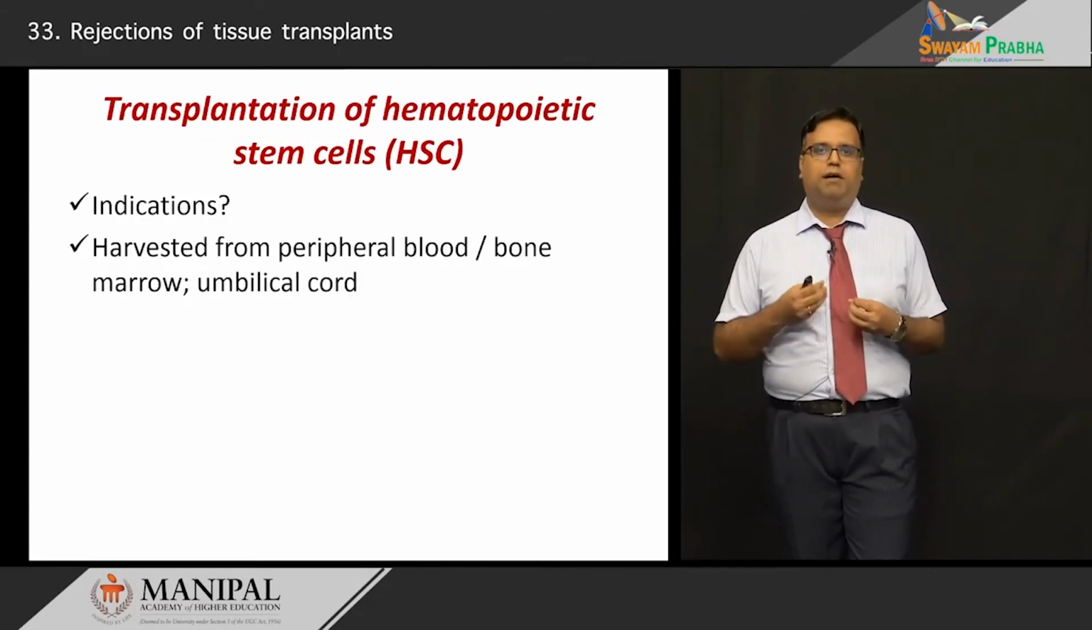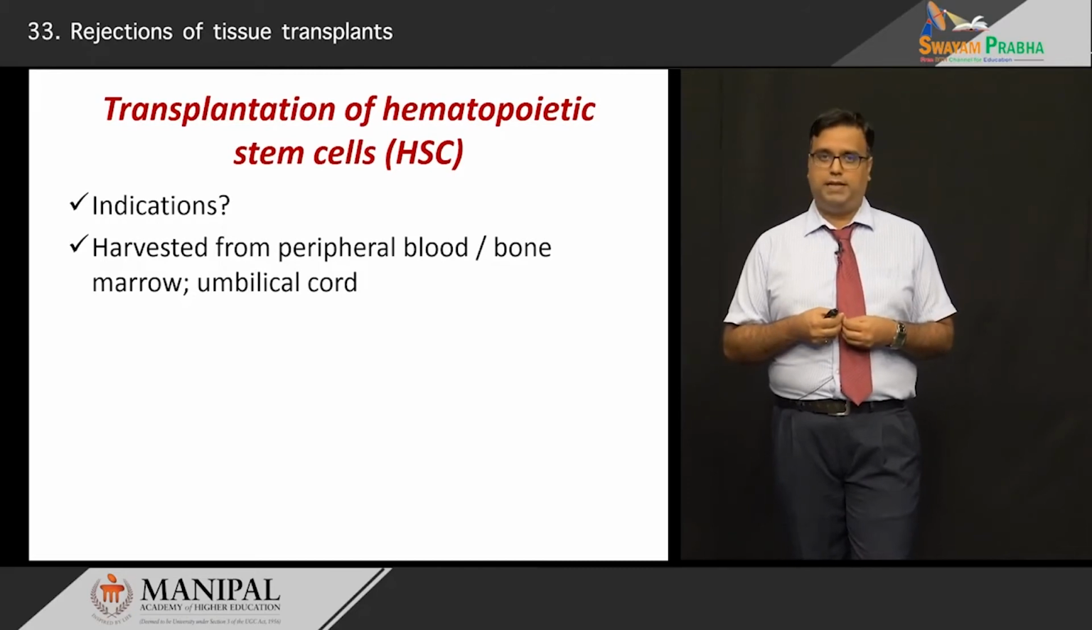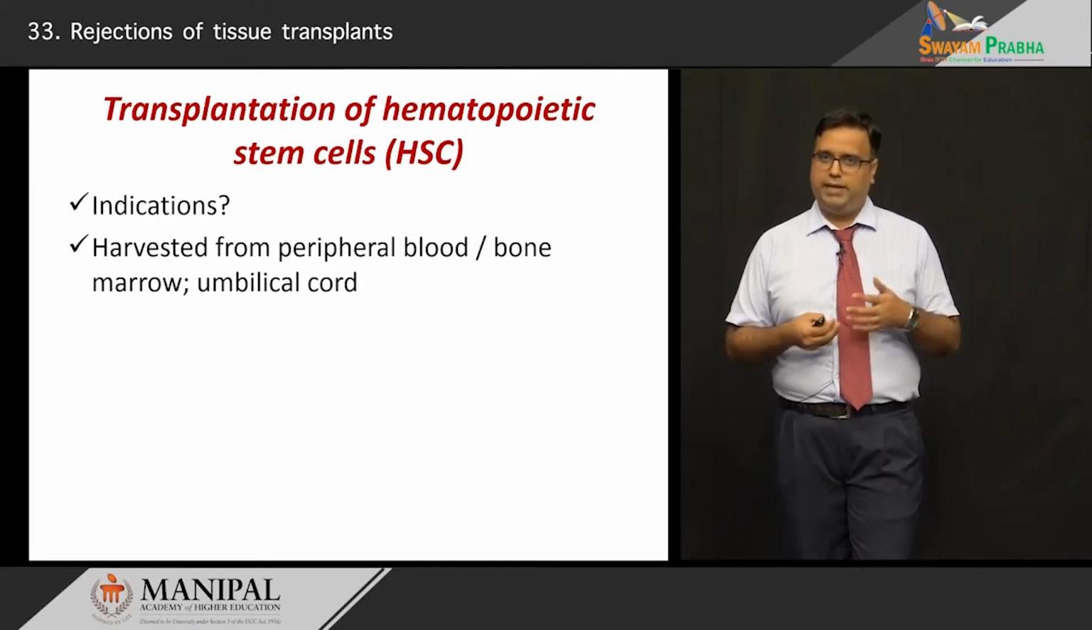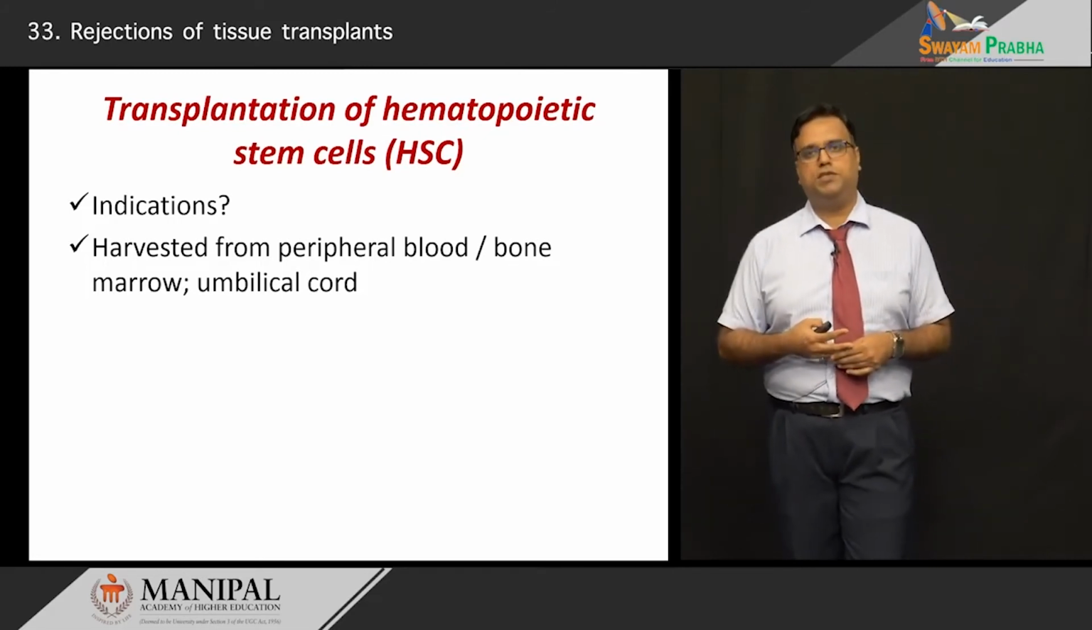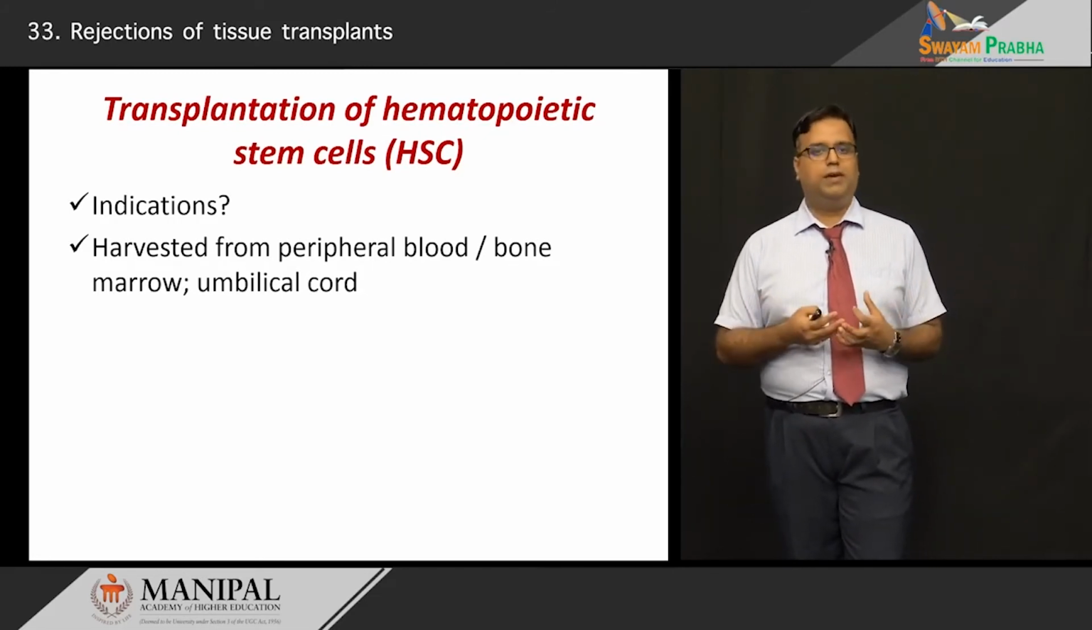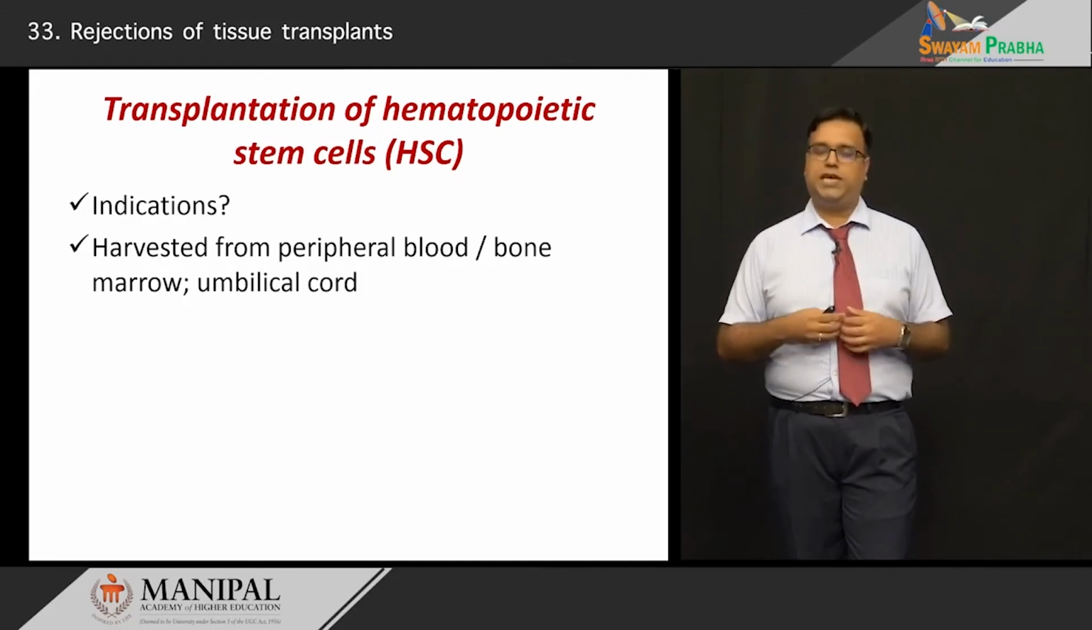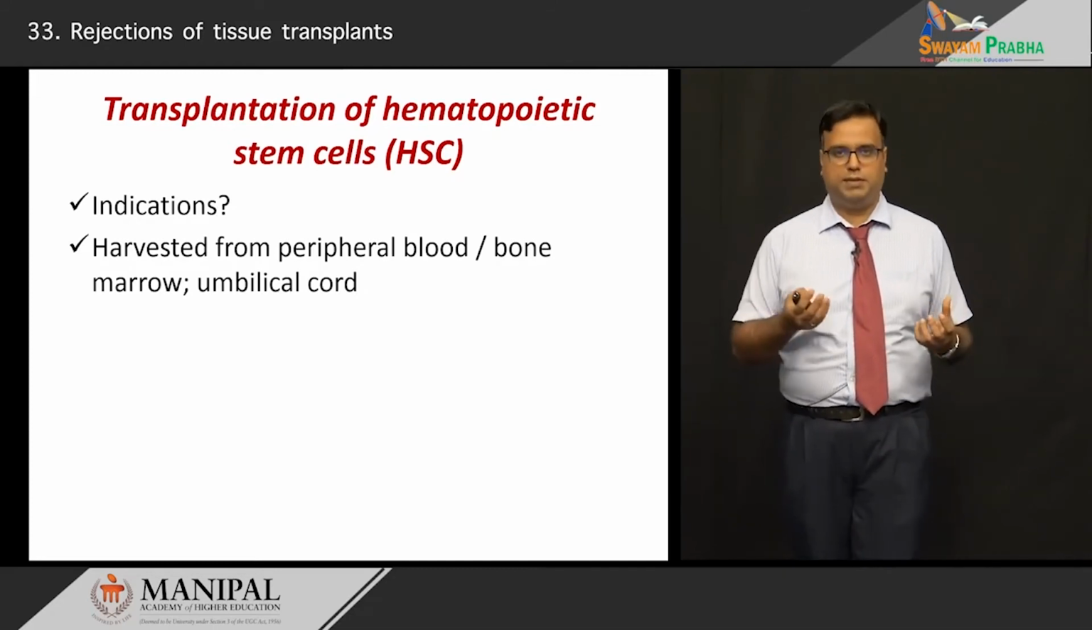Now here you harvest the cells of interest from the peripheral blood itself or from the bone marrow, and in case of children you can preserve the umbilical cord blood, which of course is now mushrooming into a merchandise itself. Now here you can harvest the stem cells which have a capacity to multiply and differentiate along multiple lines.